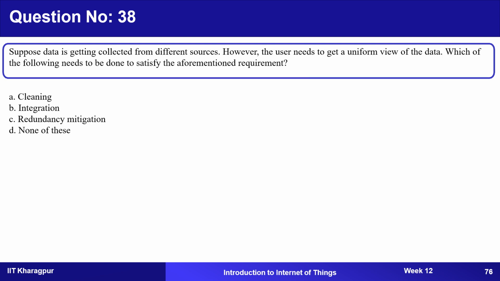Next question is, suppose data is getting collected from different sources. However, the user needs to get a uniform view of data. Which of the following needs to be done to satisfy the aforementioned requirement? Options are cleaning, integration, redundancy mitigation, none of these.